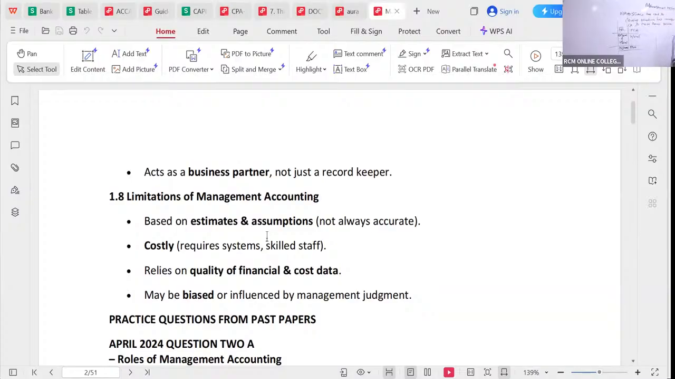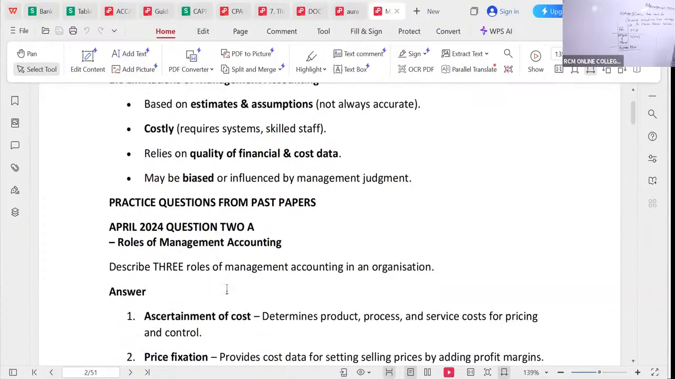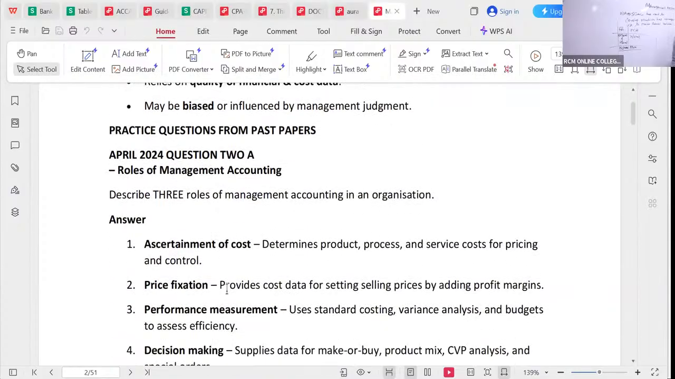So we go to practice questions, of which I would want us to start with April 2024, question number 2. If you don't have a past paper, no problem. It is already there. I've been able to type the question there. April 2024, question number 2A. They asked us to state 3 roles of management accounting in an organization.